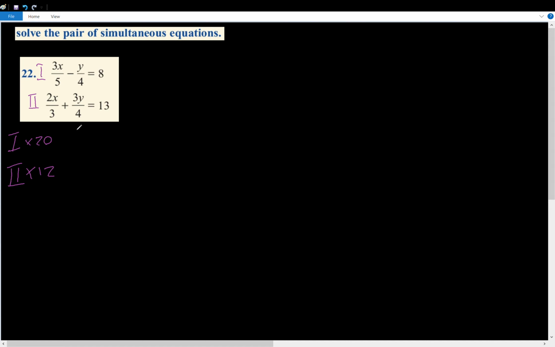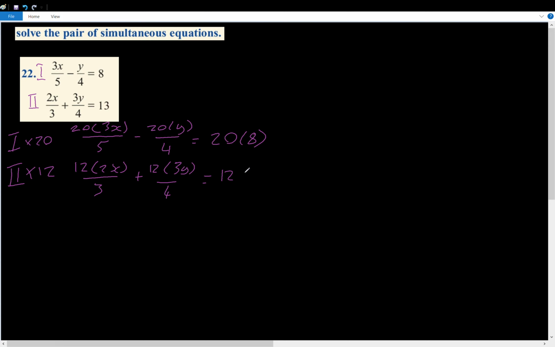So equation 1 multiplied by 20 is going to be 20 times 3x all over 5 minus 20 times y all over 4 is equal to 20 times 8, just like that. And equation 2, when you multiply it by 12, is going to be 12 by 2x over 3 plus 12 by 3y over 4 is equal to 12 times 13, like that.